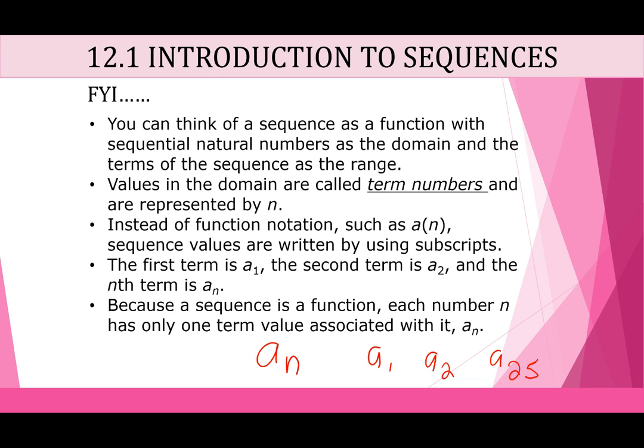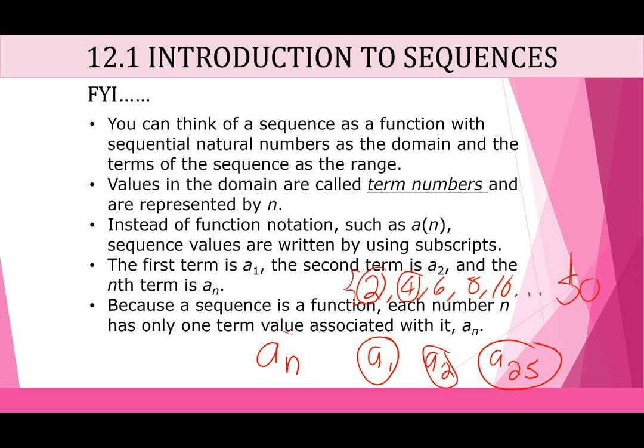So if you were to look at our even number sequence, 2, 4, 6, 8, 10, etc., 2 would be a sub 1 because it's the first term, 4 would be a sub 2, and I'm guessing if this all went all the way to 50, 50 would be the 25th term of the sequence, which would be a sub 25. And when I say a sub n, I just refer to any number in that sequence. The nth term could be the third, the fourth, the fifth. I'm just referring to a term in general, if that makes sense.